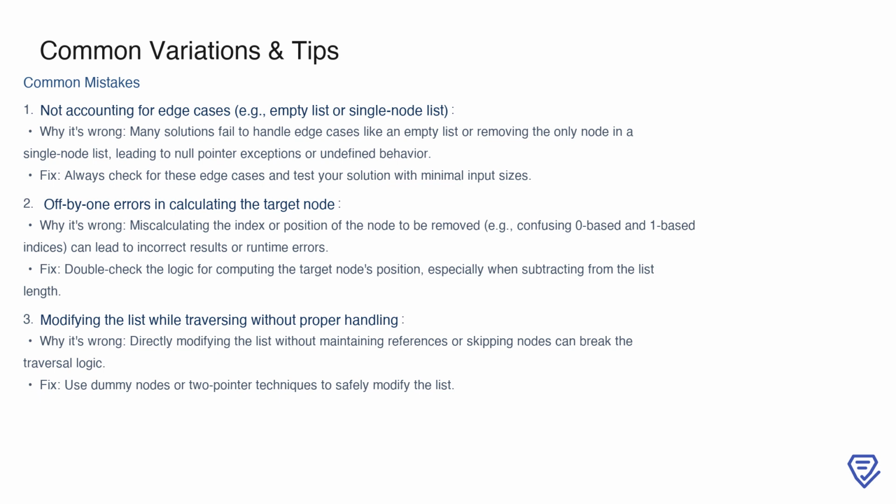Lastly, modifying the list during traversal without proper handling is a frequent source of bugs. If you don't maintain references correctly or accidentally skip nodes, you risk breaking the traversal logic. Using techniques like dummy nodes or a two-pointer approach helps prevent these issues and ensures the list is modified safely.